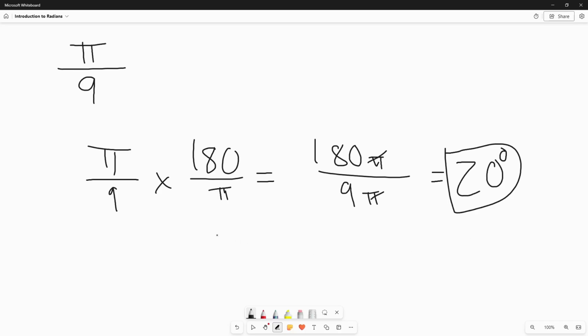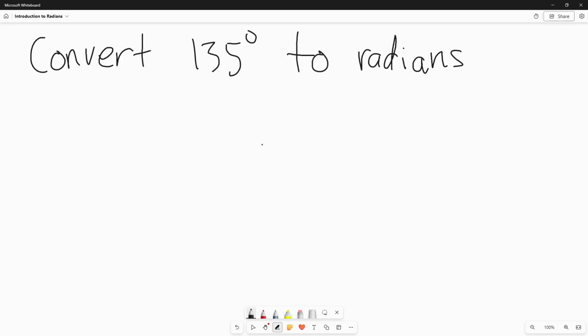And again, if you want to convert to degrees, we must put the degree measure for half a circle on top. And if you want to convert to radians, we need to put the radian measure for half a circle on top. Now let's do some practice problems. This one asks to convert 135 degrees to radians. And since we're converting to radians, in the fraction that we multiply 135 by, we need to put pi on top because that's the radian measure for half a circle.